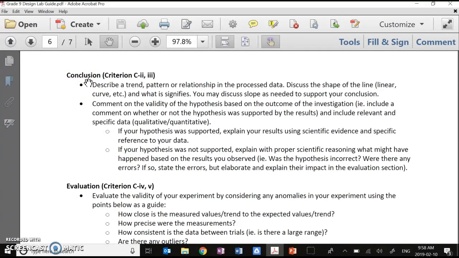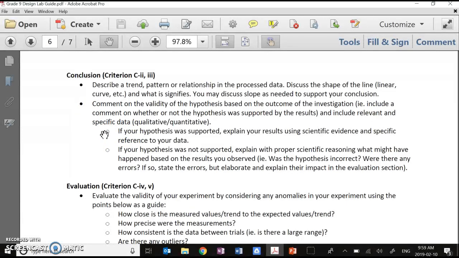So that might be describing the line, the shape of the line, using your slope as evidence to support your conclusion. You're also going to compare your findings with your hypothesis, and you'll state whether your hypothesis was supported by the results or whether it was not supported by the results. And you're going to back up that statement by including specific data, whether that's qualitative or quantitative or both. So if your hypothesis was supported, you're going to explain using scientific evidence and specific reference to your data.